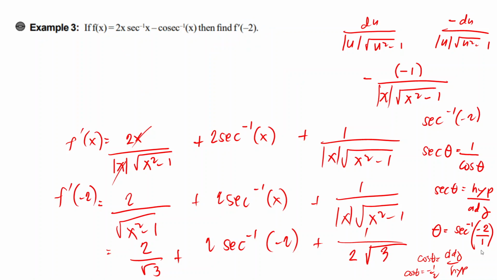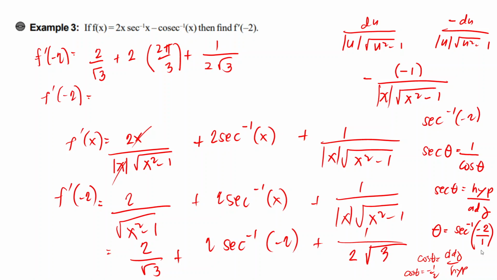Okay, so bale, ang f prime negative 2 ay 2 square root of 3 plus 2. Okay, ang sagot sa inverse secant ay 2 pi over 3 plus 1/2 square root of 3. Okay, so f prime negative 2 is equals to 2 square root of 3 plus 4 pi over 3 plus 1/2 square root of 3.